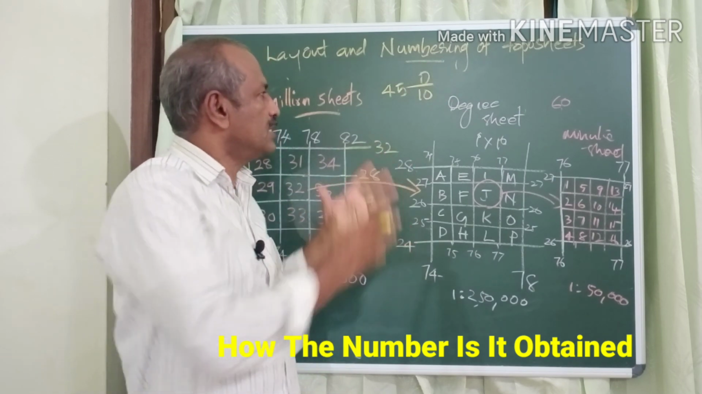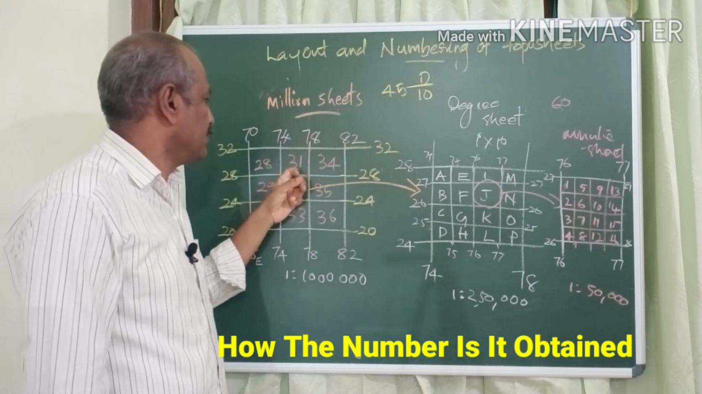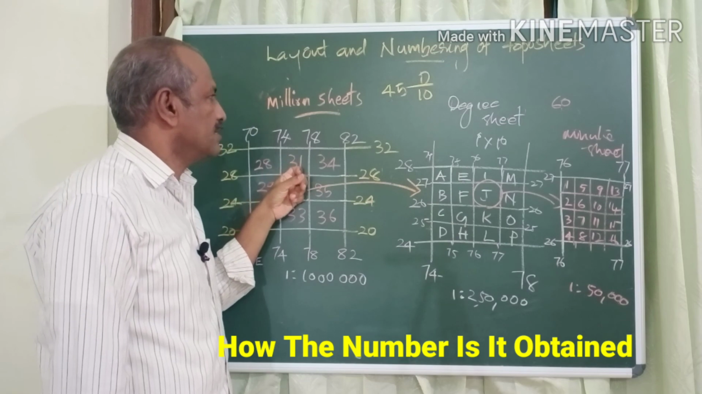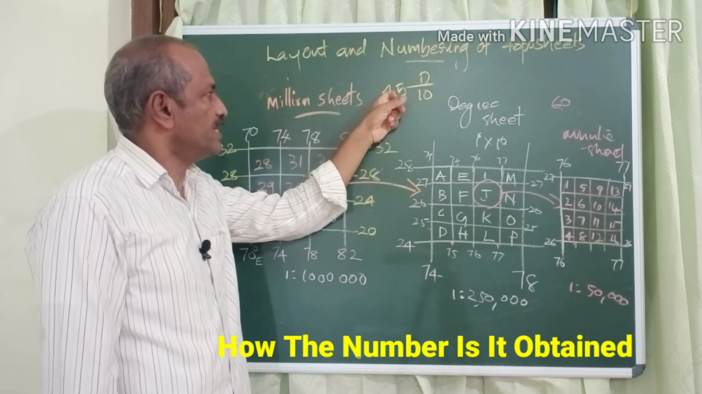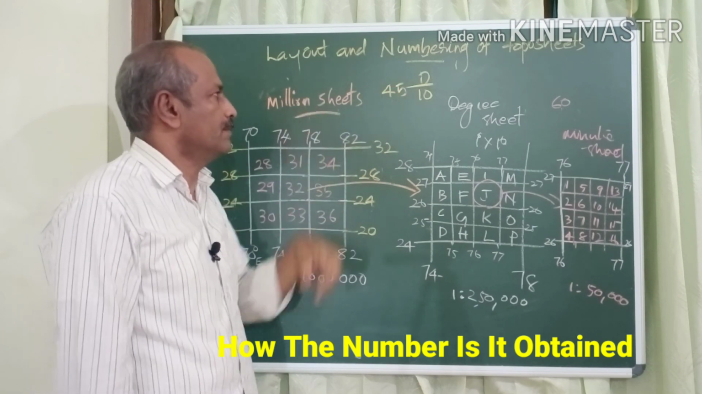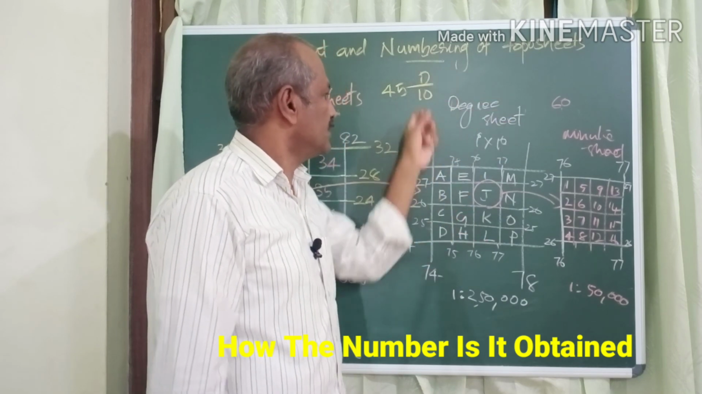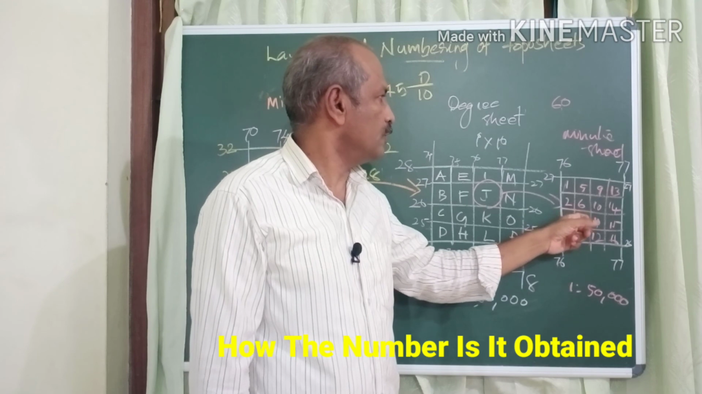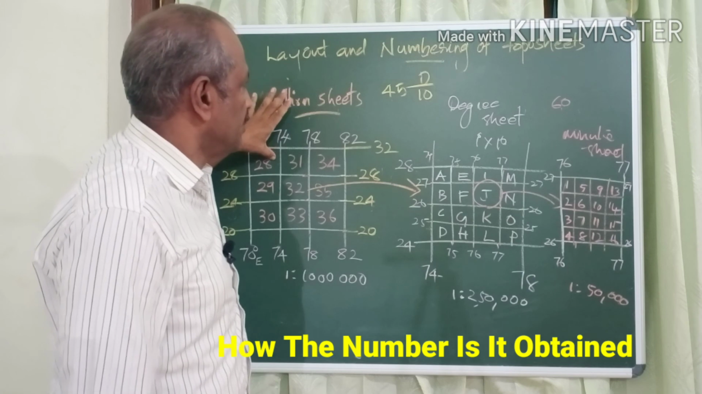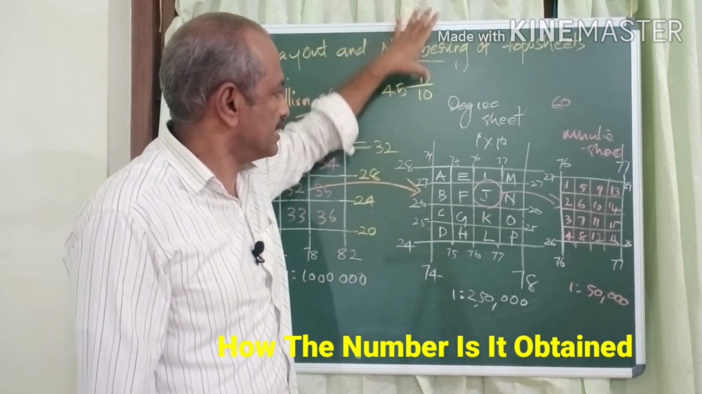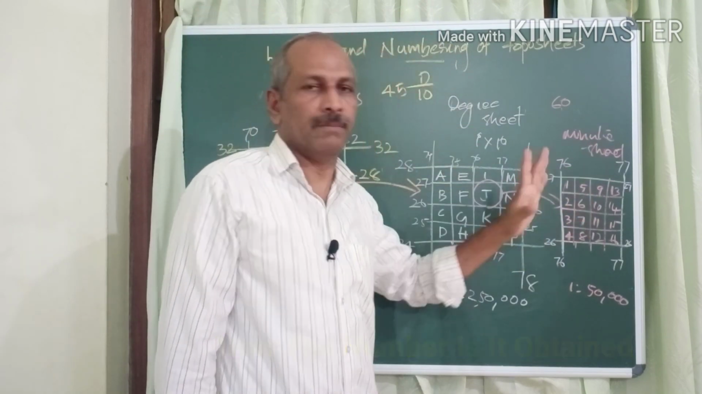Now let us see how this number is assigned. This 45 is the number of a million sheet. For example, 31 is a million sheet number. It is called the index number. So 45 is the million sheet number, or the index number. D is the alphabetic code for the degree sheet. This 10 is the number assigned to the minute sheet. So 45 is the million sheet number, that is the index number, D is the alphabet code for the degree sheet, and 10 is the minute sheet number.